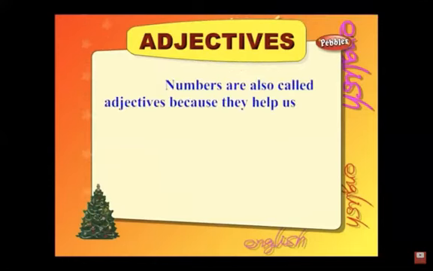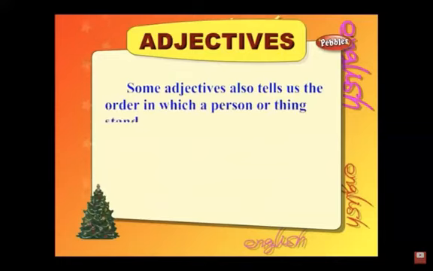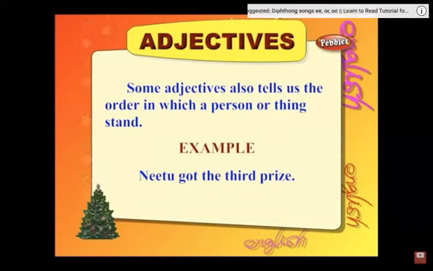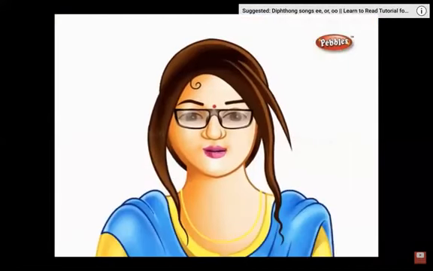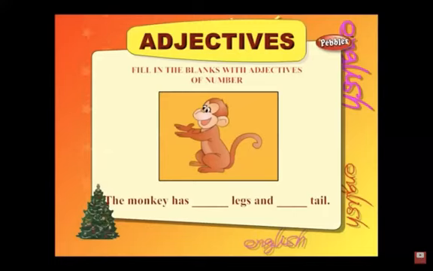Numbers are also called adjectives because they help us to know how many persons or things there are. For example, I have two books. Some adjectives also tell us the order in which a person or thing stands. For example, Neetu got the third prize. Now, let us fill in the blanks with adjectives of numbers. The monkey has dash legs and dash tail. The monkey has two legs and one tail.